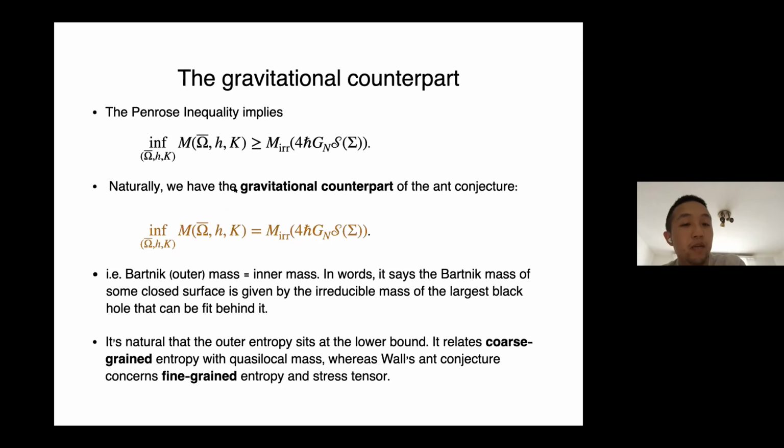And then naturally the gravitational counterpart of the N conjecture I just showed you in QFT is that maybe these two quantities are equal. In words, it says that the Bartnik mass of some closed surface is actually given by the irreducible mass of the largest black hole that you can fit behind it. Okay.